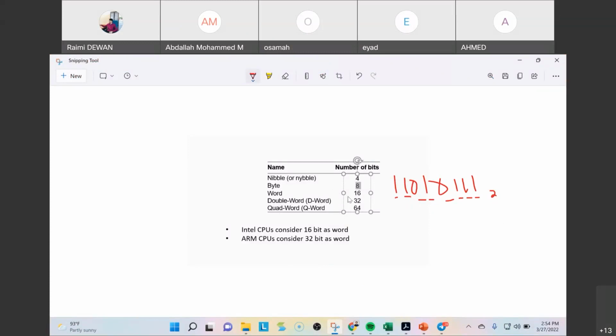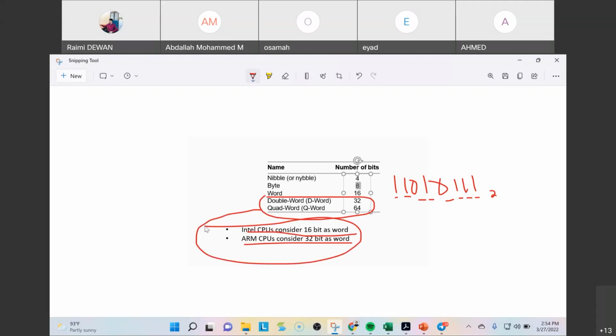Intel CPU considers 16 bits as a word, and ARM CPU considers 32 bits as a word. So word actually depends. This is the general one, but what is considered a word depends on the processor.